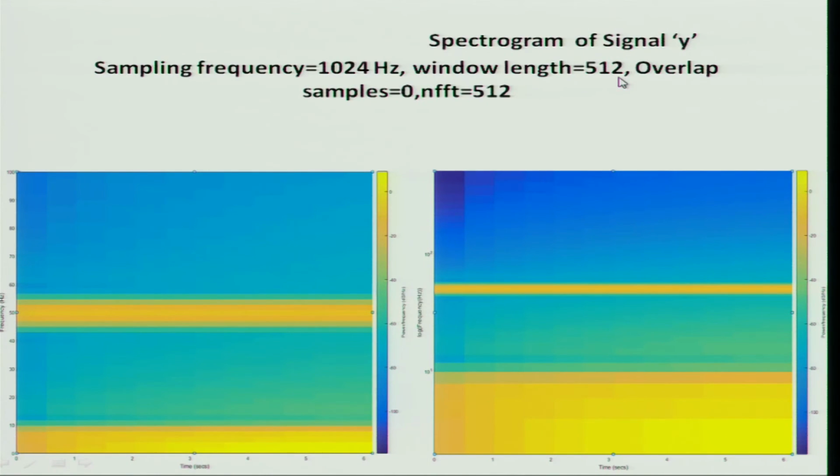See, it says window length is 512, sampling frequency is 1024, which means the window size is half a second long, okay, and it says overlap samples is 0. So both of them have overlap samples 0. The only difference here is that in this case my y-axis is frequency in a linear scale, and here I am plotting on a dB scale. That's the only thing, okay. Don't worry about dB, it's basically on a log scale, okay, and x-axis is time.